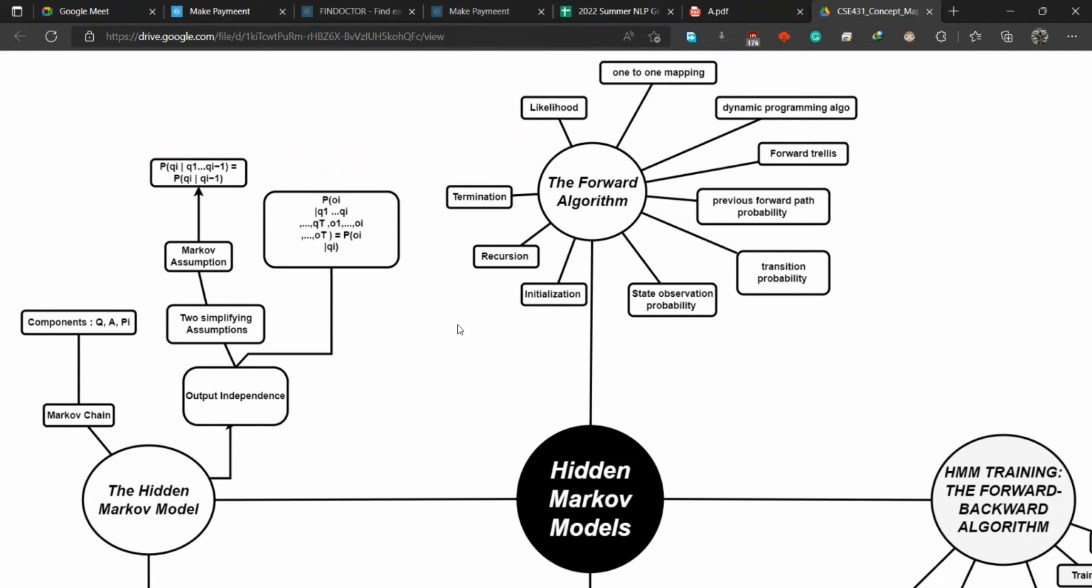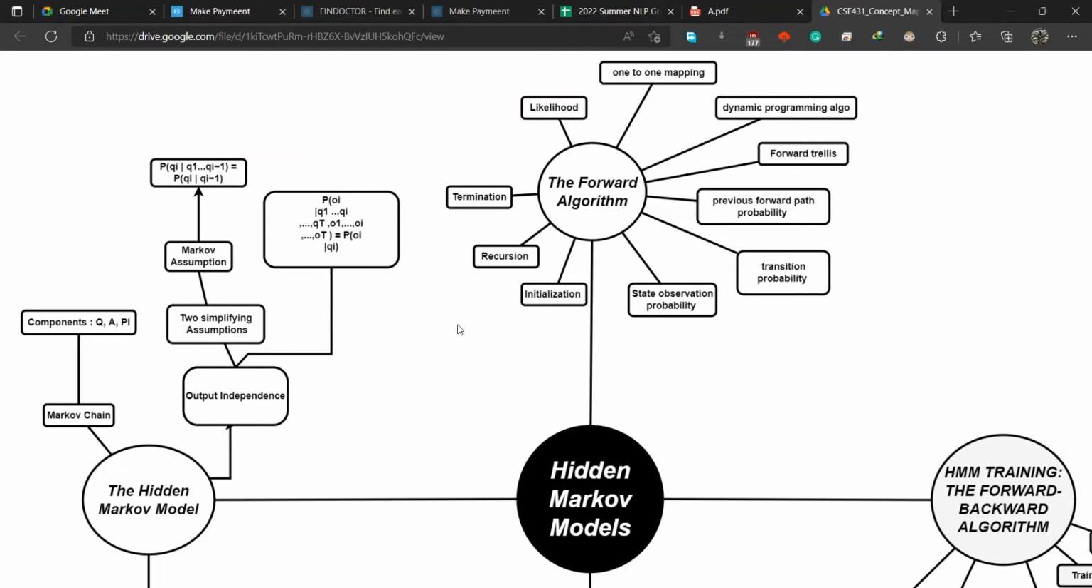A Markov chain is represented by three components. Firstly, Q, which is the set of n states. Secondly, a transition probability matrix A that represents the probability of moving from one state to another. And thirdly, an initial probability distribution over the states, that is pi.